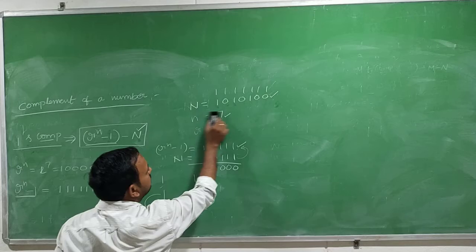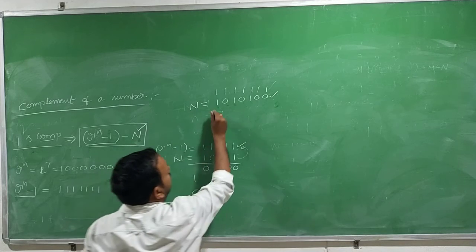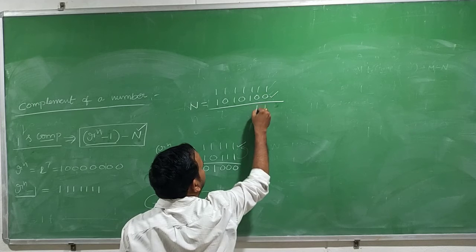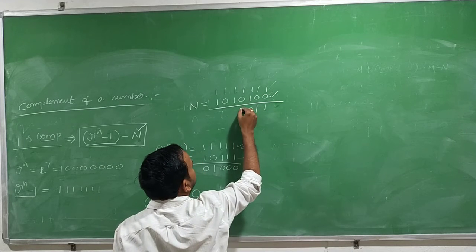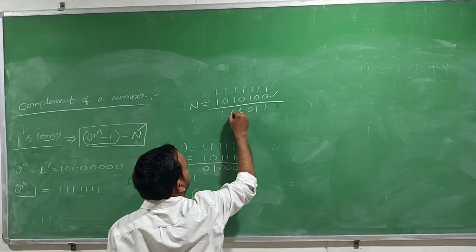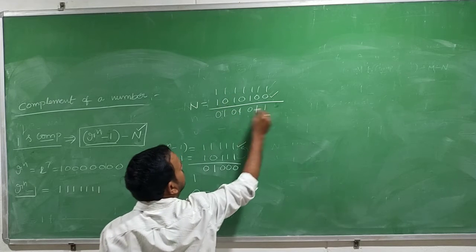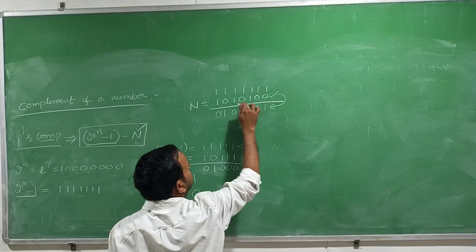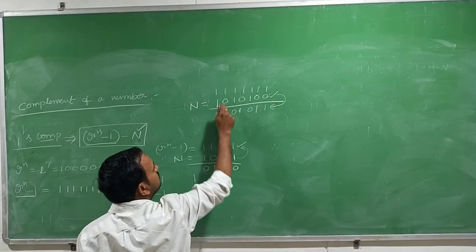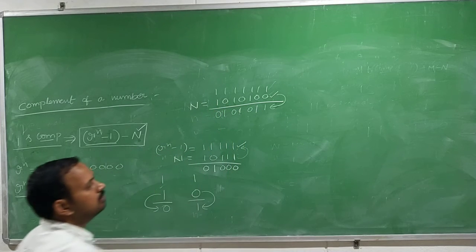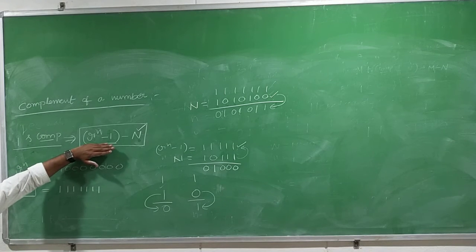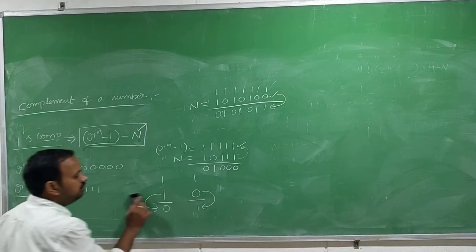Here is another example. 1 minus 0 is 1, 1 minus 0 is 1, 1 minus 1 is 0, 1 minus 0 is 1, 1 minus 1 is 0, and so on. So this is the complement. 0 becomes 1, 0 becomes 1, 1 becomes 0, 0 becomes 1, 1 becomes 0, 0 becomes 1, 1 becomes 0.